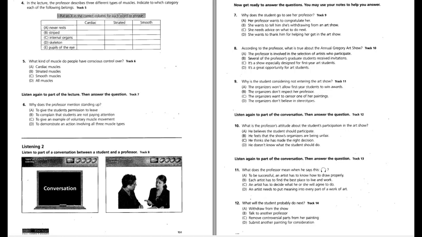Now get ready to answer the questions. You may use your notes to help you answer. Number 7. Why does the student go to see her professor? Number 8. According to the professor, what is true about the annual Gregory Art Show? Number 9. Why is the student considering not entering the art show?